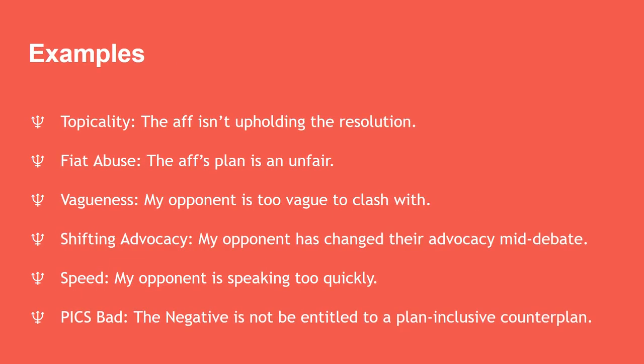So here are some examples of a few different kinds of procedurals. You have topicality, which is the main one we're going to be talking about, but you also have fiat abuse, vagueness, shifting advocacy, speed, picks bad. Any procedure that you want to make up a rule for, anything you want to say about your opponent being unfair or bad for education, you can use the framework of a procedural to just fill in the blanks and say that. So there's certainly a lot of things you could be doing with procedurals. We're going to be mostly using the example of a topicality.